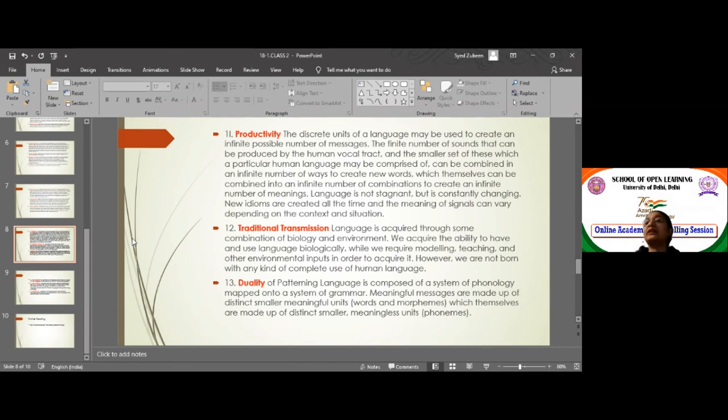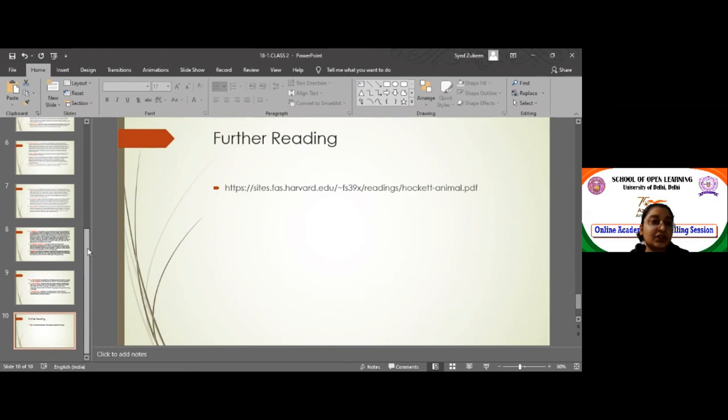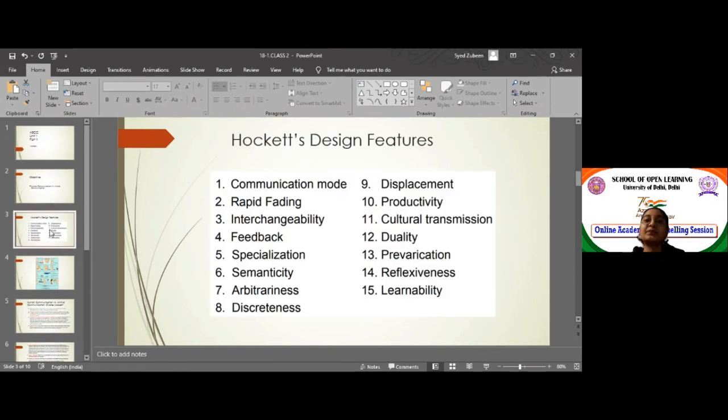So this is the way human language works. We can create it using different morphemes. We can add to the words that are there in front of us. All right, so this was duality. So this was today's lecture. And what did we discuss?